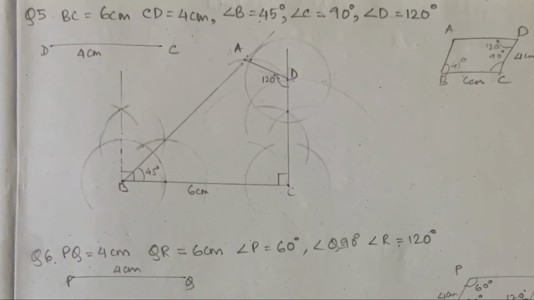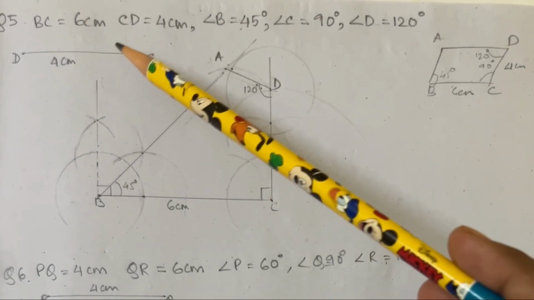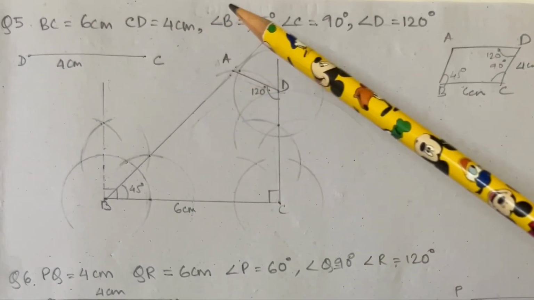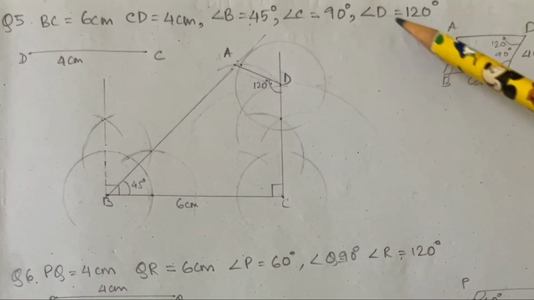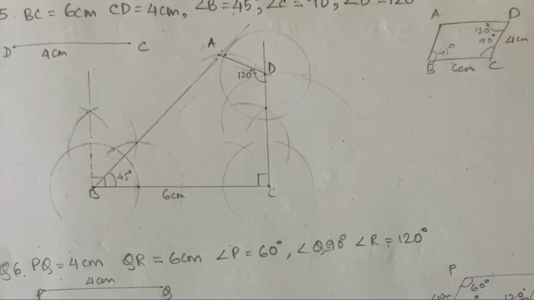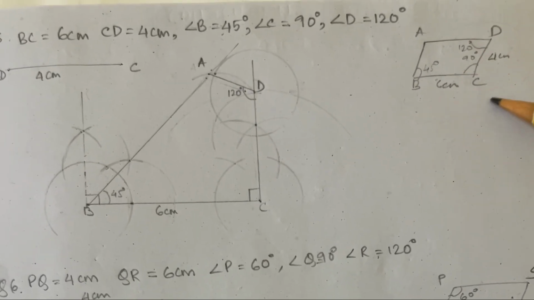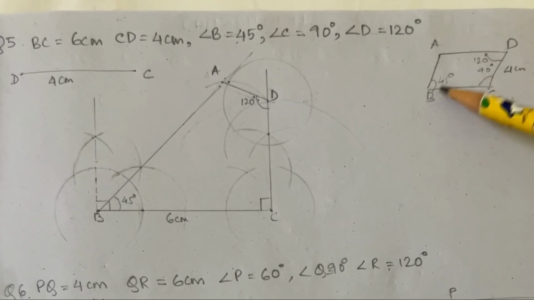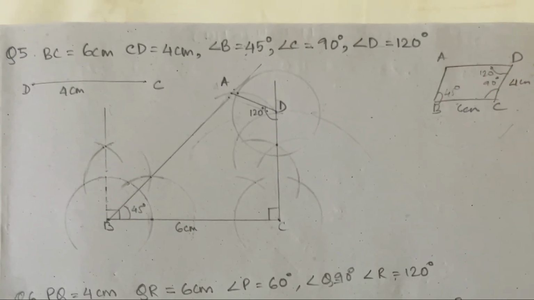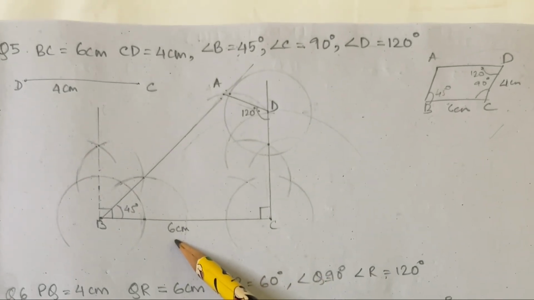Now look at sum number 5. It is given as BC 6 centimeter, CD 4 centimeter, angle B as 45 degree, angle C as 90 degree, angle D as 120 degree. First we draw the rough diagram. On drawing the rough diagram, we see BC is given as 6 centimeter. Now angles are given. BC we measure with the ruler as 6 centimeter.